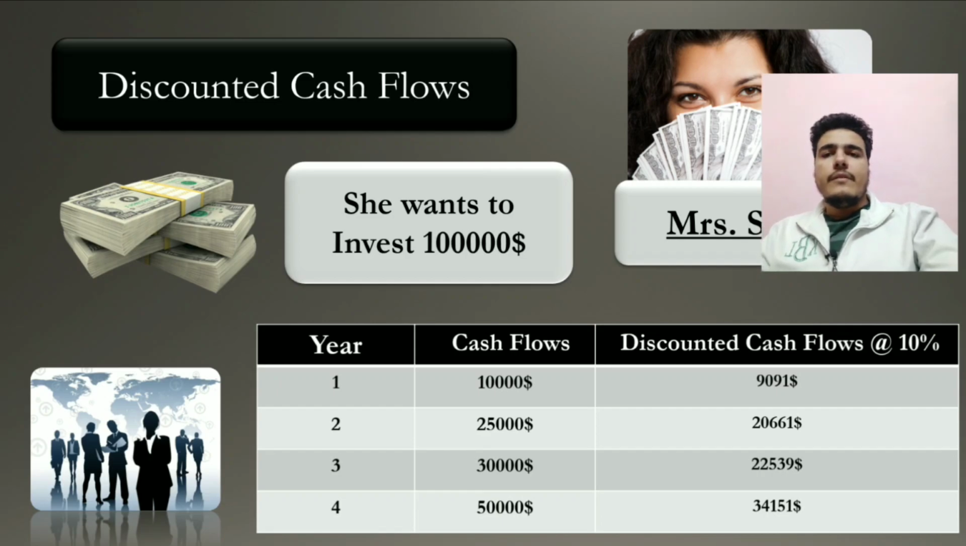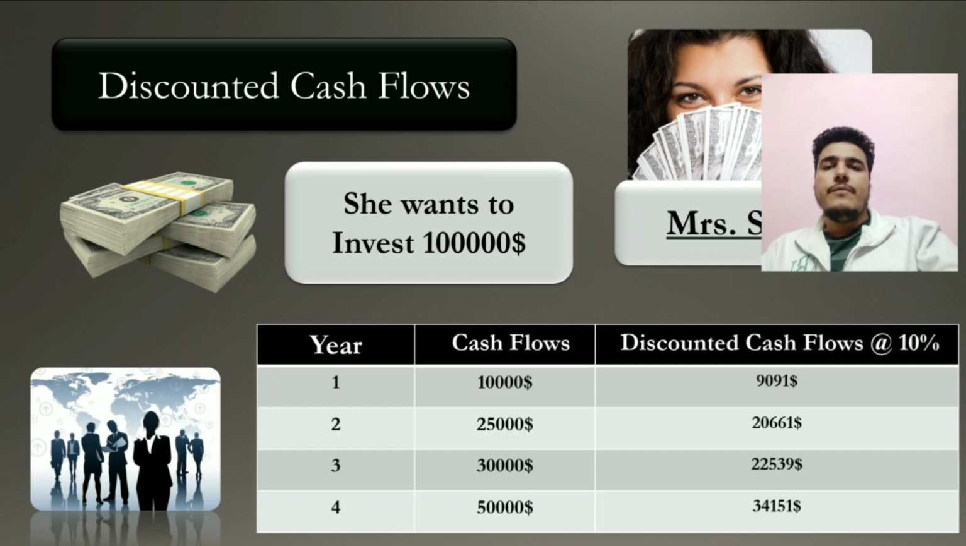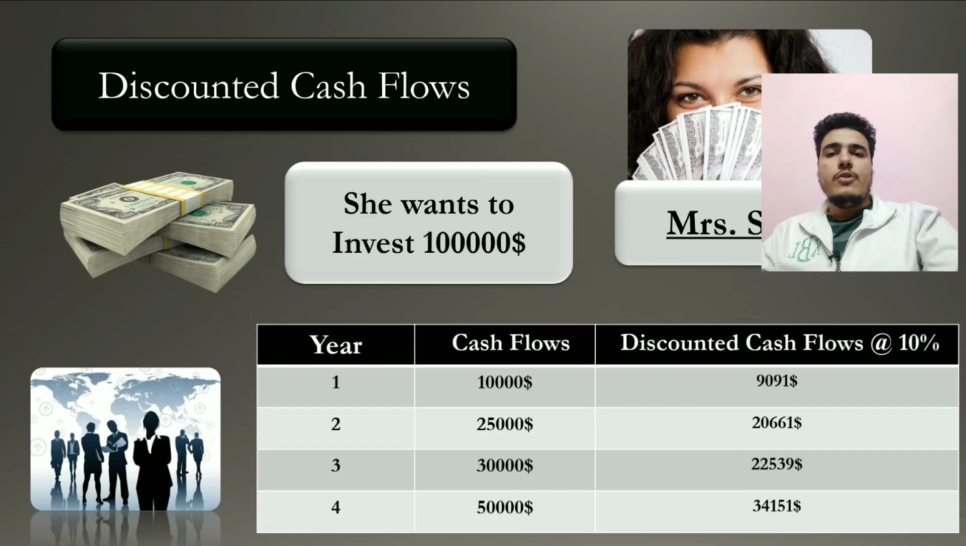In year 3 she will get $30,000, and now we have to divide by 1.1 three times. So 30,000 divided by 1.1 power 3 gives you $22,539, which is the present value. After 4 years she will get $50,000, and now you have to divide it by 1.1 four times, so you will get 34,151. So now these are the discounted cash flows.